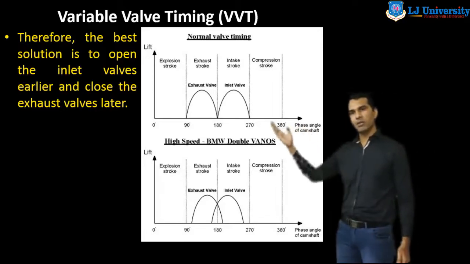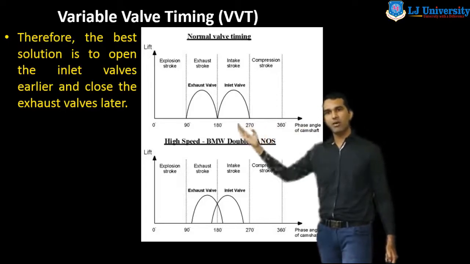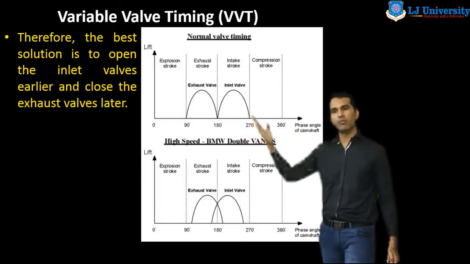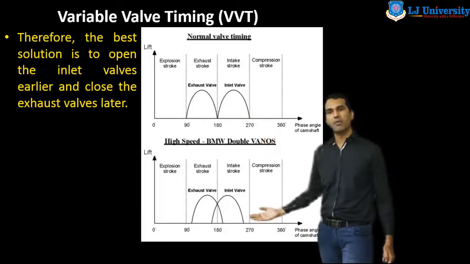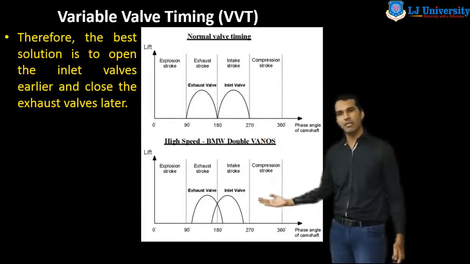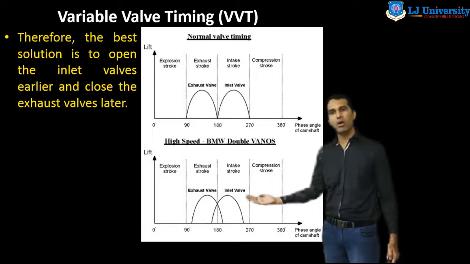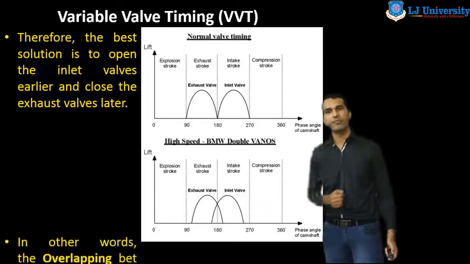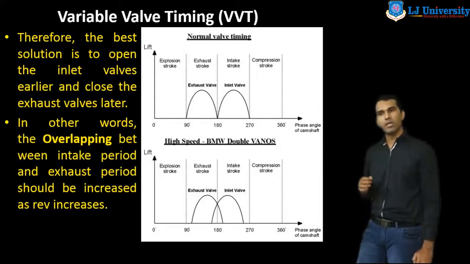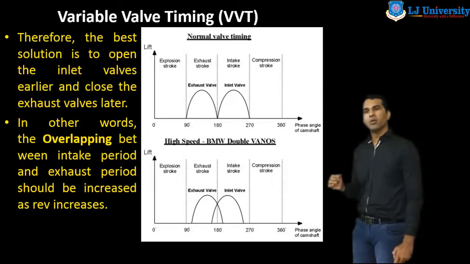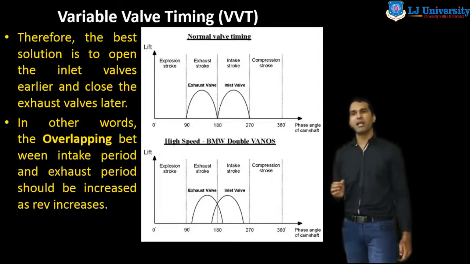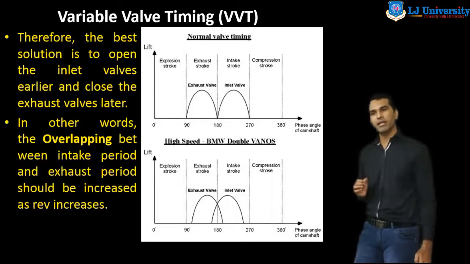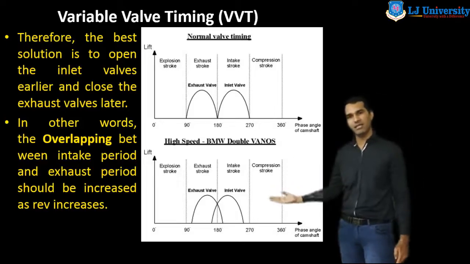In the normal operation we can see the exhaust valve opening and the inlet valve opening. Here, when the speed is increased, we provide the opening of the inlet valve earlier and the closing of the exhaust valve later. So here we can see, in other words, the overlapping between the intake period and the exhaust period should be increased as REV is increased.